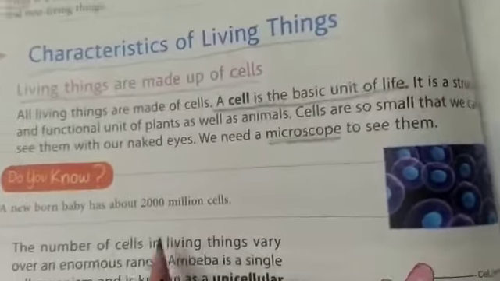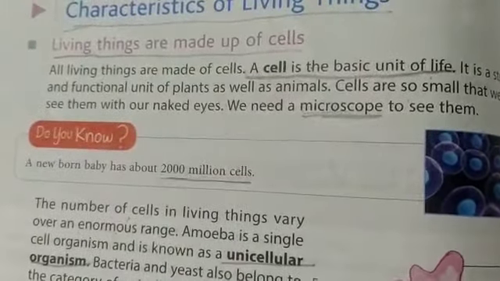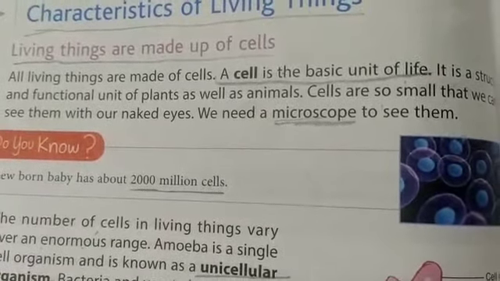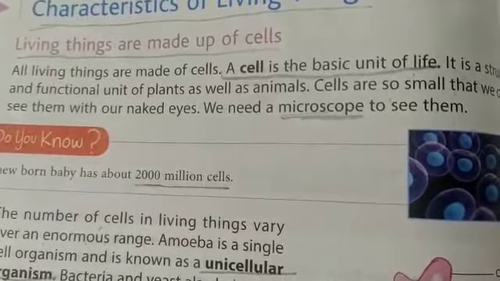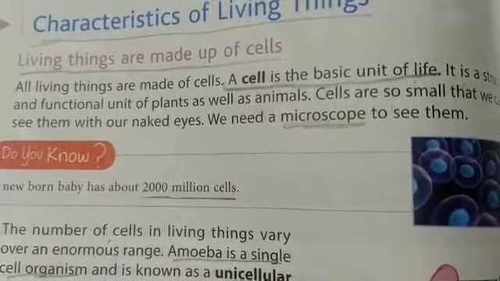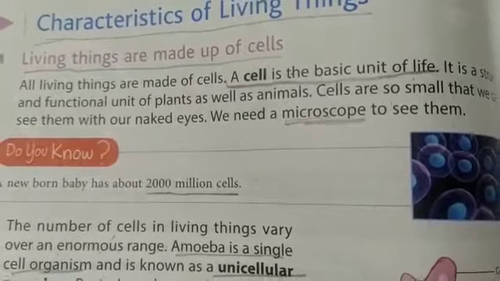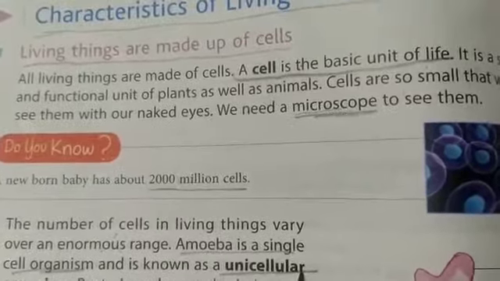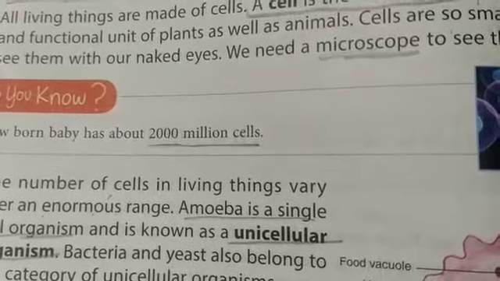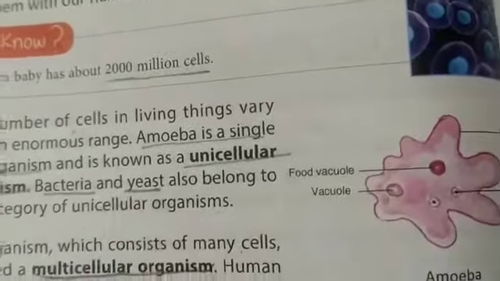A newborn baby has about 2000 million cells. Very important. The number of cells in living things varies over an enormous range. Amoeba is a single-cell organism, right, and is known as a unicellular organism. Those which have a single cell are said to be unicellular. Bacteria and yeast also belong to the category of unicellular organisms. So these are the examples of unicellular: bacteria and yeast.